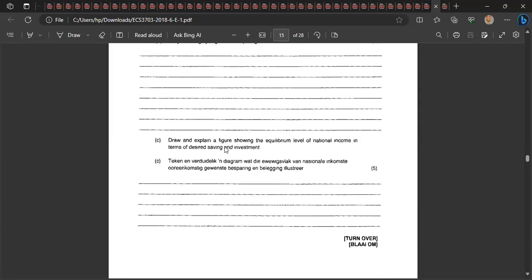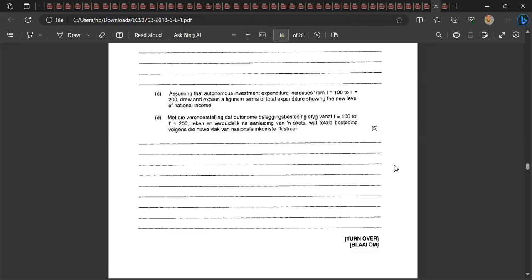You could as well come and do the same thing here. So this is just 5 marks. But let's see, we are showing the equilibrium level of national income in terms of the desired savings. I don't know if you guys remember how that function was derived, where we're equating savings to investment, etc. That's basically what's being referred to here, but nothing much on this one, only 5 marks.